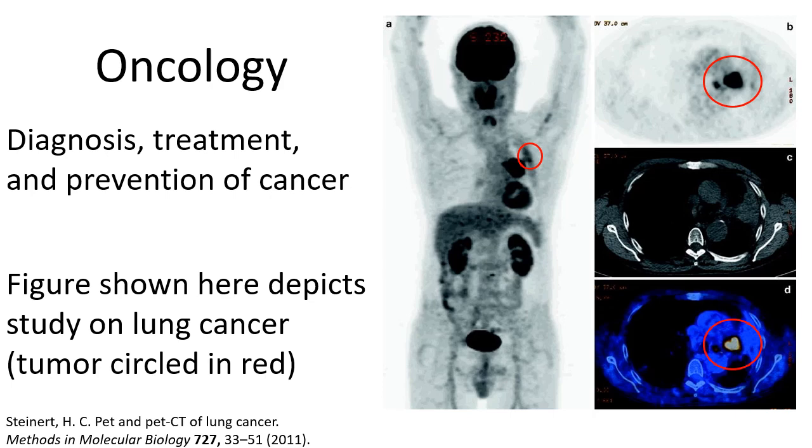where the figure on the right here shows how we can use PET scans to identify where an abnormally high concentration of glucose is held within a patient's body.